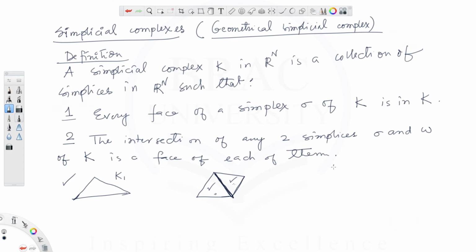Okay, now we can have a collection like this. This is one simplex and this is another simplex, but together they don't form a simplicial complex. Why? Because they intersect at this line segment, and this line segment is not a face of either of these two simplices.